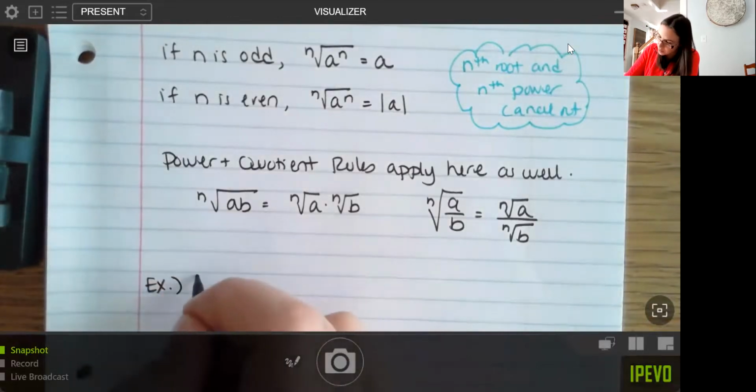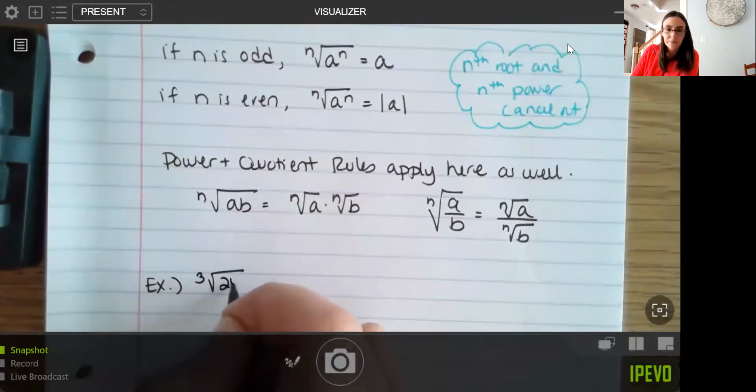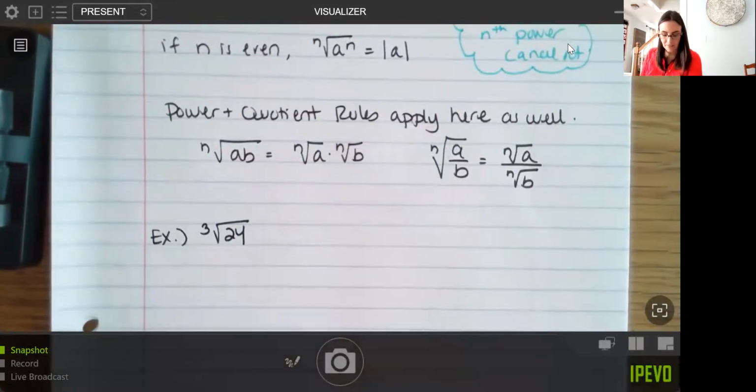So let's do something like the cube root of 24. Now, if I think about the cube root of 24 and try to think about whether this is a perfect cube, it's actually not. If I try 2 to the third power, I get 8. If I try 3 to the third power, I get 27, 3 times 3 times 3. So I'm skipping over 24. There is no perfect cube there.